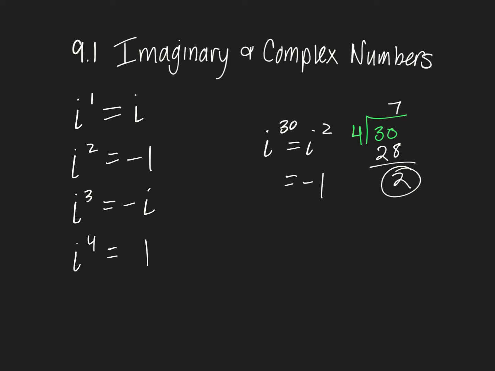Right, and if you get no remainder, then your answer is i to the fourth. So if your remainder is 1, your answer is i. If it's 2, it's -1. If it's 3, it's -i. If there's not a remainder, then your answer is i to the fourth, which is 1.